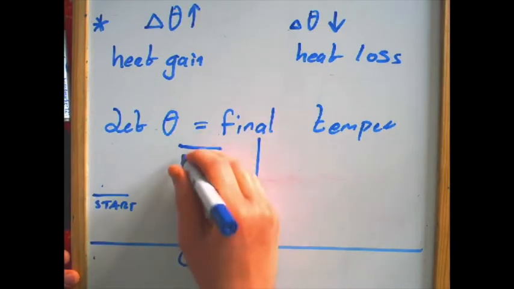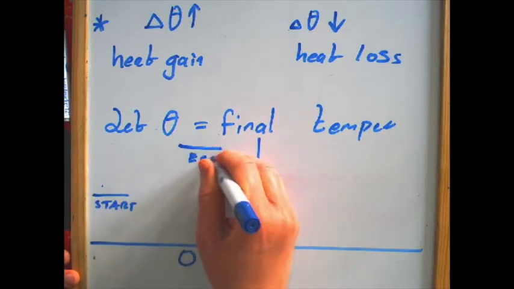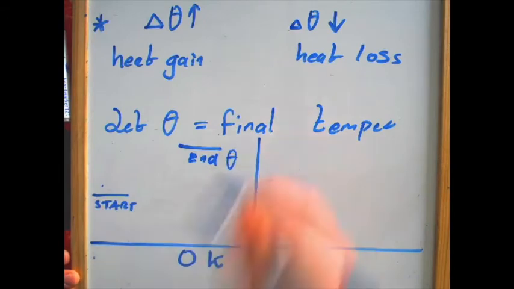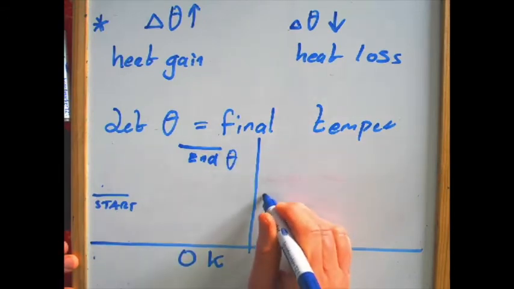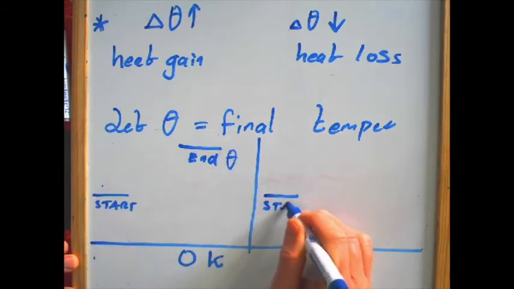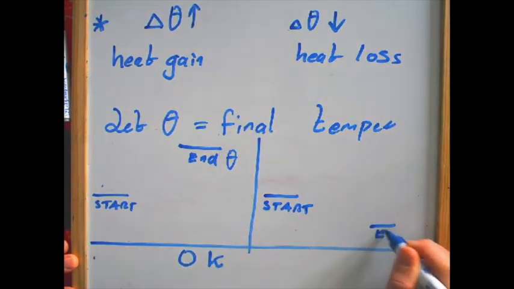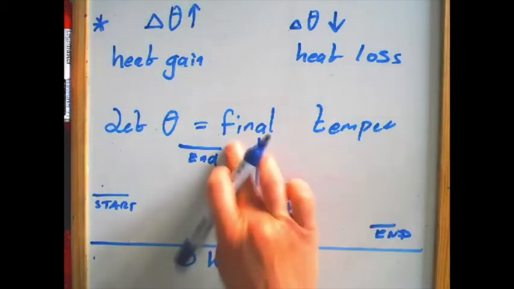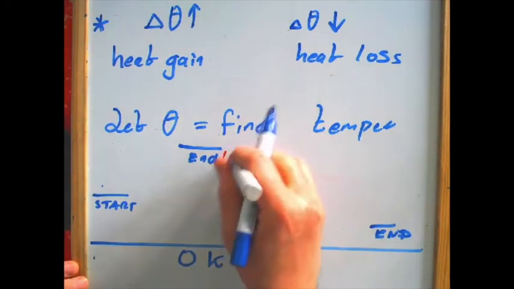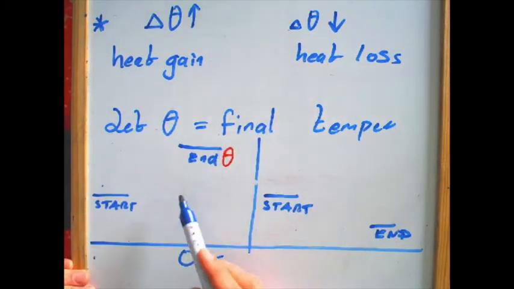And if this is 0 Kelvin, it'll have obviously gone up. So let's say that's the end temperature, which if you remember we're labeling as theta. And over here, we're going to do the other situation in a moment with the start and the end temperature being lower.